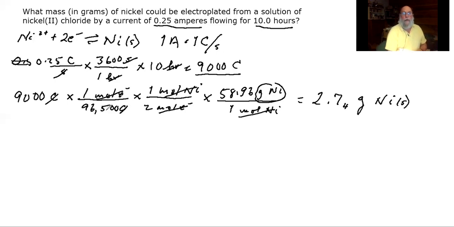So that's fairly straightforward. So we quantify how many moles of electrons have flowed, and we can take that to how much product we expect to get, or the other way around.